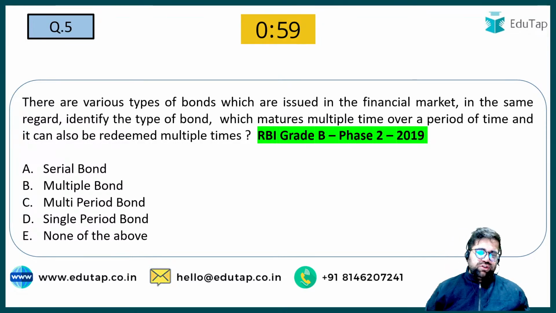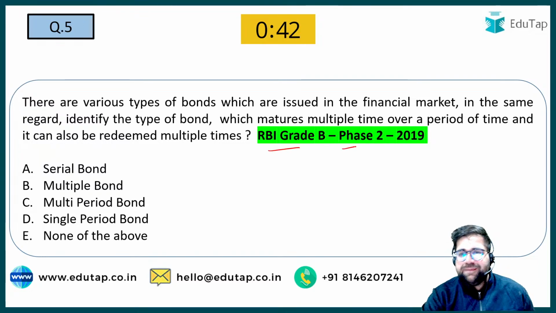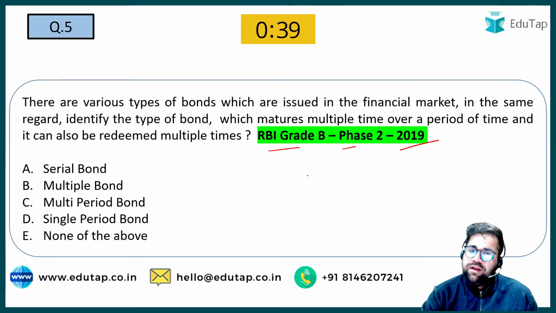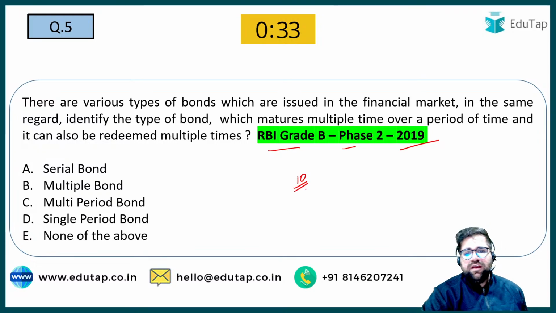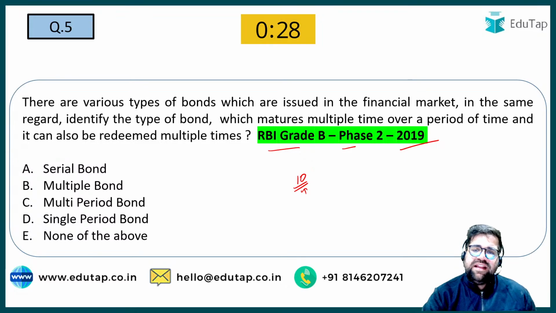Next question is question number 5. There are various types of bonds which are issued in the financial market. In the same regard, identify the type of bond which matures multiple times over a period of time, and can also be redeemed multiple times. Now this question has appeared in RBI Grade B Phase 2 2019. Now we all know that a basic bond matures only one time. For example, if you have purchased a bond of 10 years, you will get your face value at the end of 10 years, or at the end of maturity.